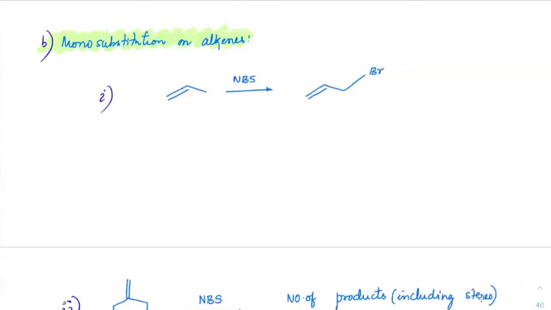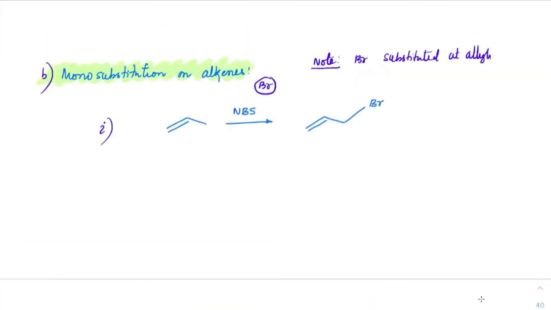NBS is a bromine giving agent known as N-bromosuccinimide. Wherever you see NBS, it is going to put bromine at the allylic position always. Okay, so I'll just write it as a note here. Allylic position.